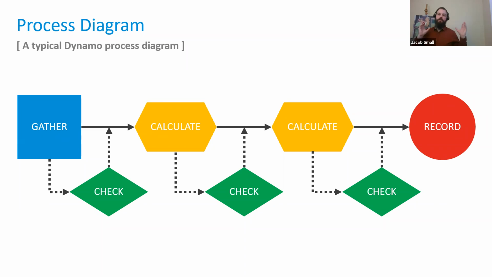And Sol mentioned early on that idea of we've got some inputs, we've got some calculations that are done, some functions that we're going to run, and then we've got an output at the end. Our inputs are our gather, our output is the record, and the calculations are the functions in between.